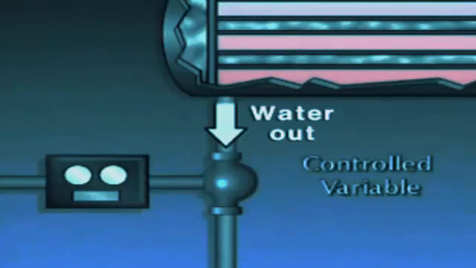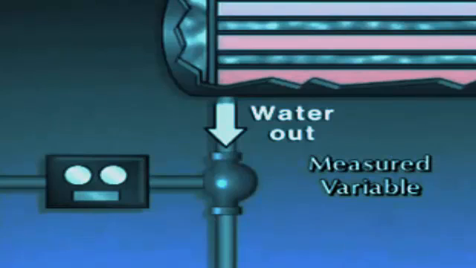The temperature of the water at the outlet of the heater is the controlled variable for the system. It's also the measured variable, because the control system uses it as a basis for making operating changes.